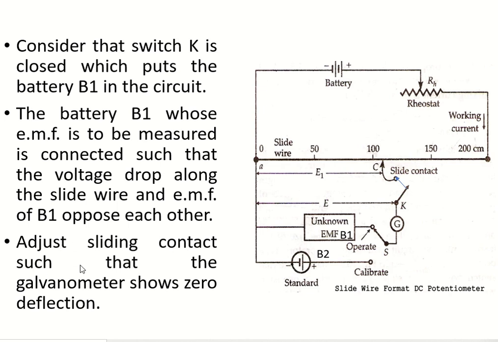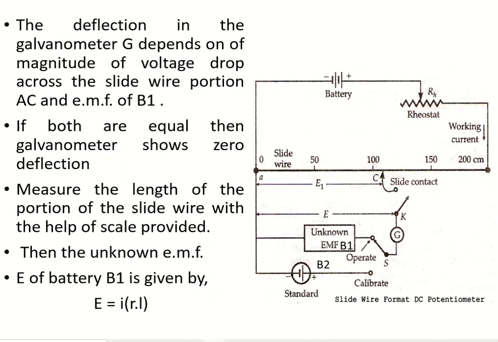Adjust the sliding contact such that the galvanometer shows zero deflection. Next you have to move the sliding contact. Move the sliding contact to some position such that the galvanometer shows zero deflection. The deflection in galvanometer G depends upon the magnitude of the voltage drop across the slide wire portion AC and the EMF of B1. And this galvanometer reading depends on the voltage across the slide wire.